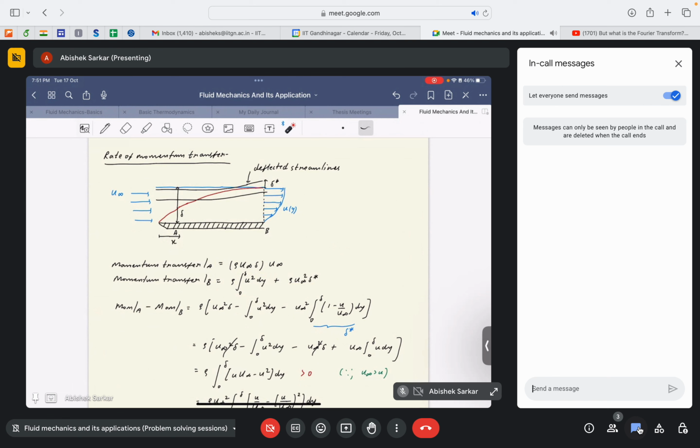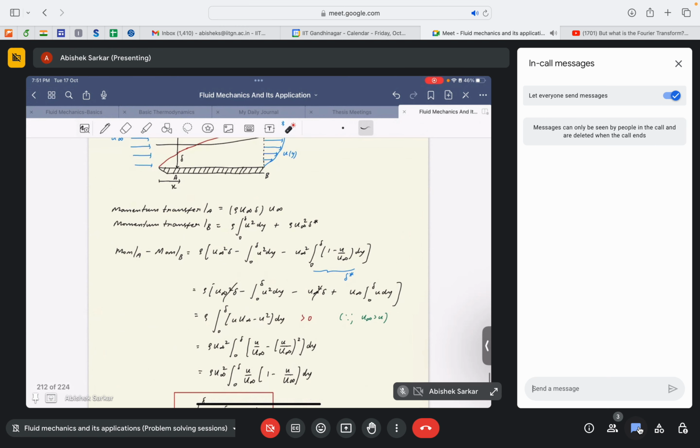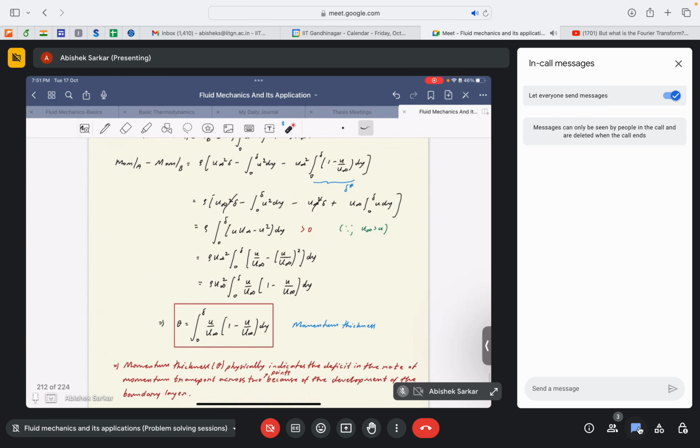Okay, and again we consider the upper edge as a streamline, so that there is no momentum flux across the upper edge. Then again, if we just substitute or simplify these terms, you can go back and check the derivations. The final expression that we get for momentum thickness is theta. Here I have used theta in my case.